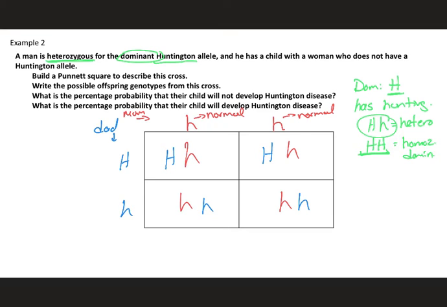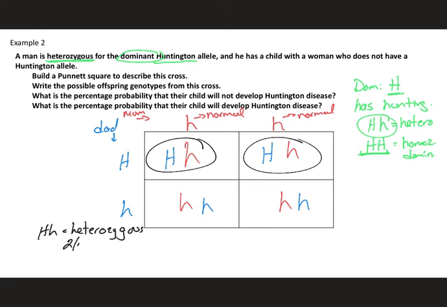So we've done the cross. It says, write the possible offspring and the genotypes of this cross. So when we take a look at the genotypes, this is our letter combination. One of the first combinations we have is big H, little h. Remember, this is heterozygous. This is the terminology we have to use. And if we look at the probability, we have 2 out of 4, which is going to be heterozygous, and this is 50%. Remember, these individuals will have Huntington's because this is a dominant trait.